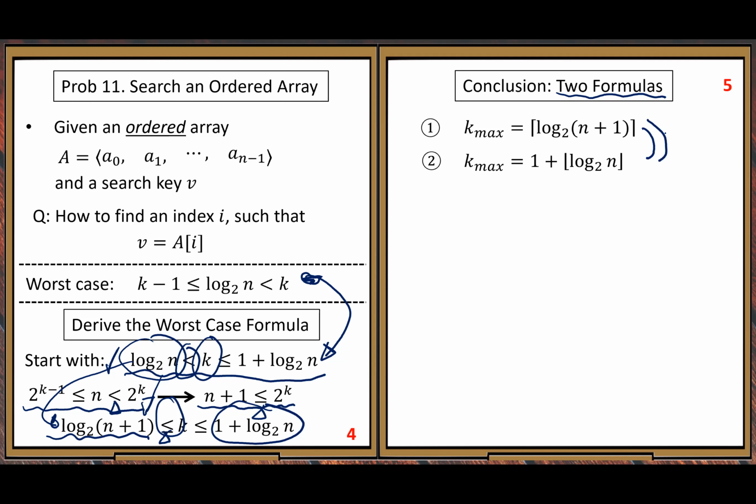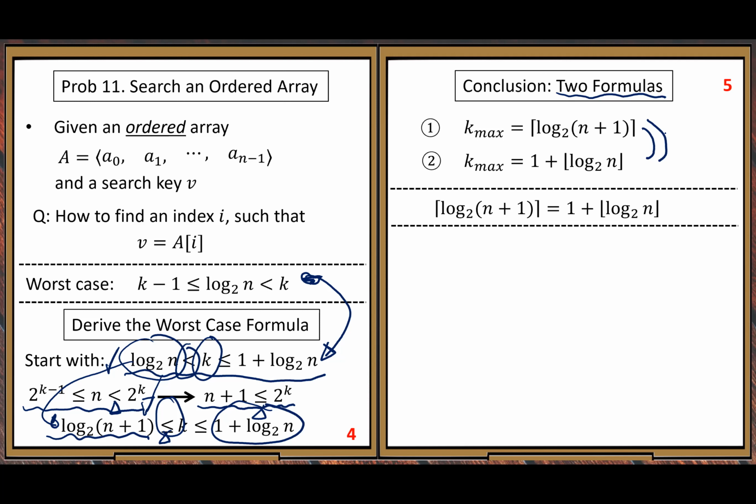We can prove it if you really want to practice your algebra skills. You can prove it by mathematical induction. Here, I do not do it. This formula is given in our textbook, in the appendix. They are equal, and this formula can be proved by mathematical induction.